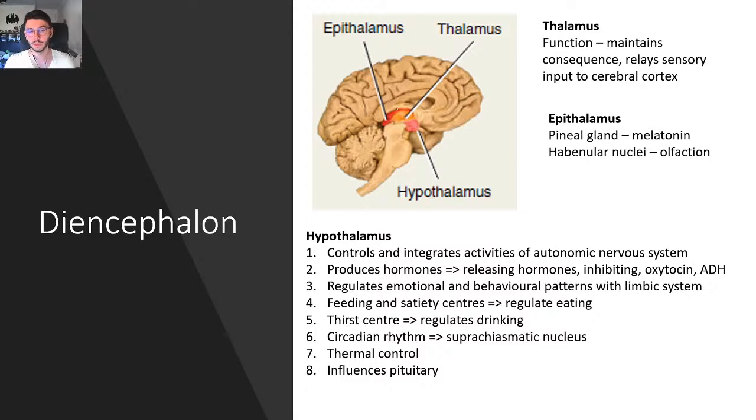Thalamus, it maintains your conscience and communicates with everything else, initiates movement. Hypothalamus, just think master controller of the body and many systems. And then you have your epithalamus, which also contributes with melatonin to sleep and olfaction to smell. Very important, very small structures, very densely packed with neurons.